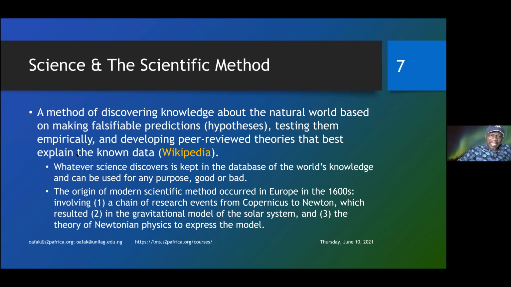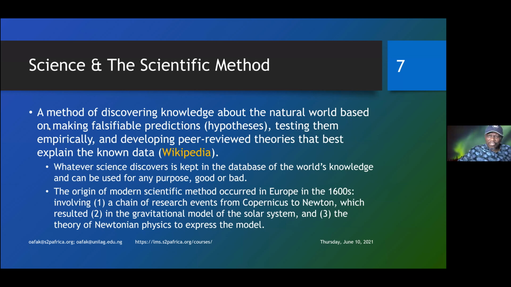Testing those hypotheses experimentally or empirically, they mean the same thing, and developing peer-reviewed theories that best explain the known data. So you keep going in a cycle until you get better and better theories. After that, you use the best theory as an explanation of what is happening in reality. When you do that, you are using the scientific method, or in short, you are doing science. So when we talk about science, this is what we mean.